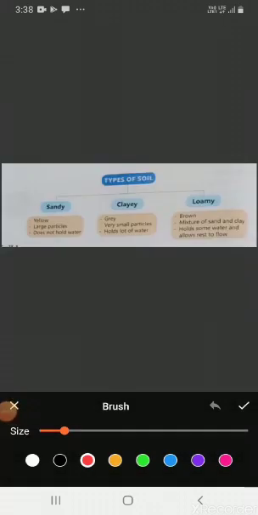Our next topic is types of soil. Soil is mainly of three types. First is sandy soil. Next, clay soil. Next, loamy soil.